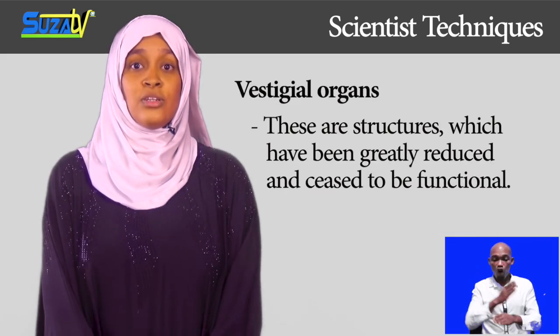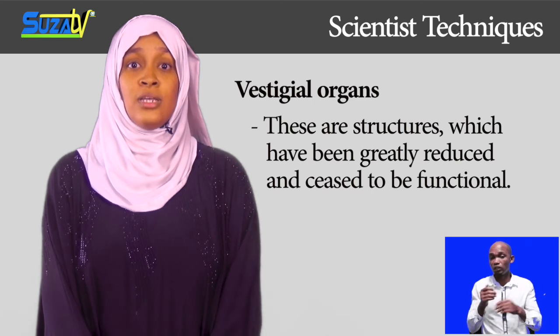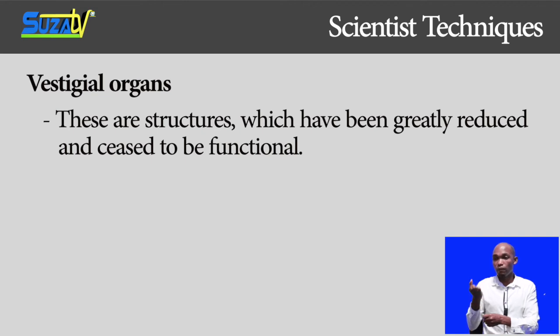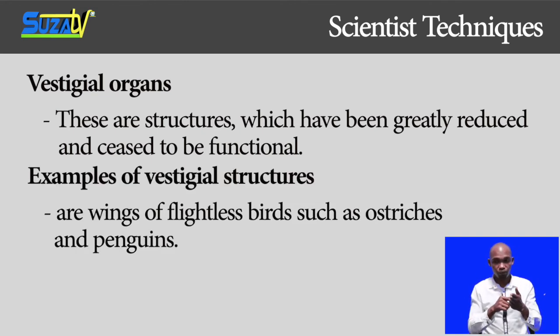And the last is vestigial organs. These are structures which have been greatly reduced and ceased to be functional. Presence of vestigial organs is an indication that they existed in ancestral forms, but as a result of evolution, such structures have been so much reduced to the extent of losing or greatly changing their original function. Examples of vestigial structures are wings of flightless birds, such as ostriches and penguins.